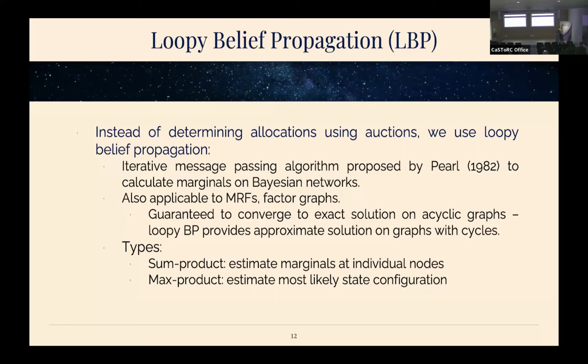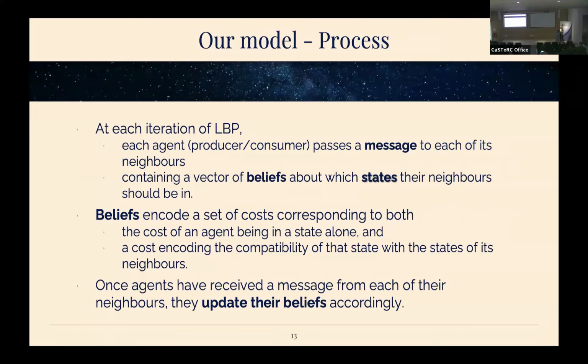Now, with this method, you have the producers and consumers exchanging messages, and in its purest version, the loopy belief propagation guarantees to converge to the exact solution on acyclic graphs. It provides an approximate solution for graphs with cycles, even though technology has become quite a bit better since. So here's the process. Here's what happens.